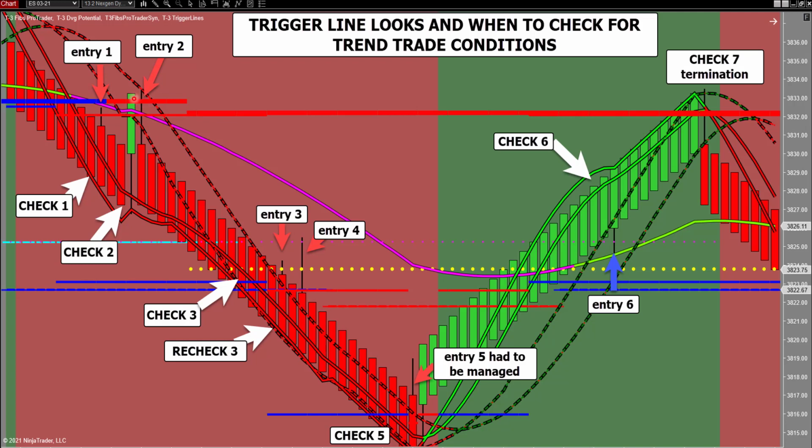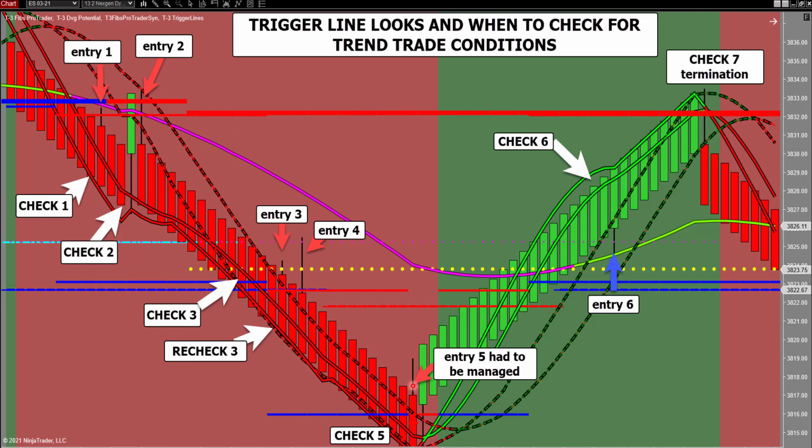Notice at check number 3, the market has reached Fibonacci support and yellow 1-to-1 dots. This condition will force us to wait until the trigger lines and price have exceeded the lower end of the Fibonacci support. This will be the time we'll recheck the triggers and continue with entry number 3 and possibly entry number 4. Finally, at check 5 at the low may have been one more trend trade possible. This is only possible when the trigger lines are below the blue Fibonacci support.